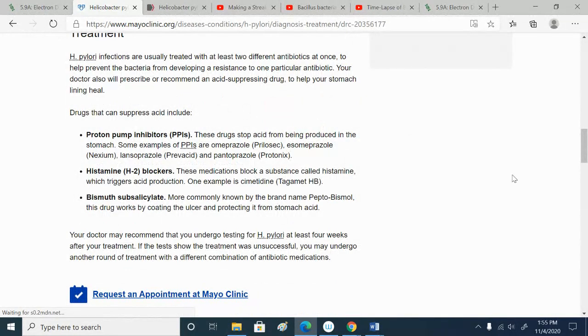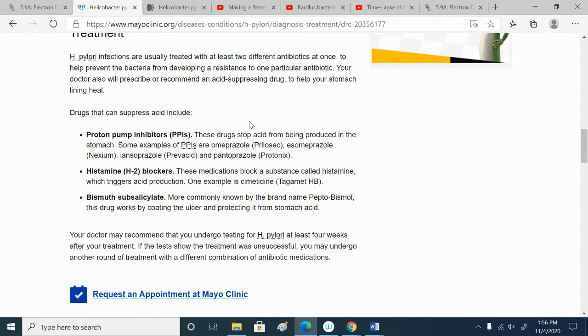So how do you treat? Well, if you're producing lots of acid, you can use proton pump inhibitors like Prilosec or Nexium. They actually reduce the amount of acid produced in your stomach, and that can help to alleviate symptoms and give your ulcer time to heal.